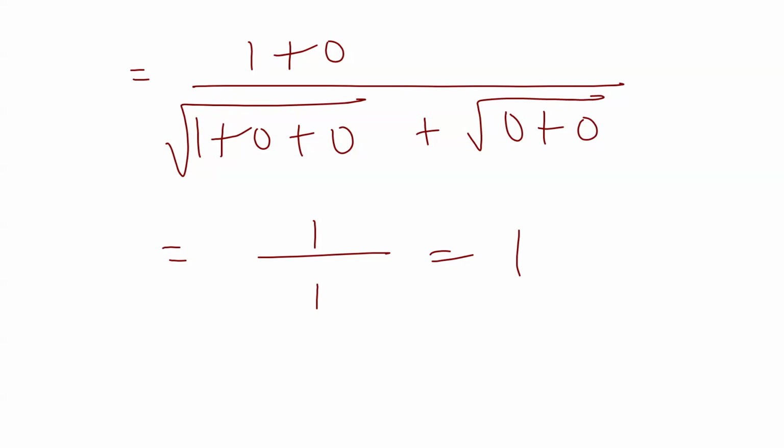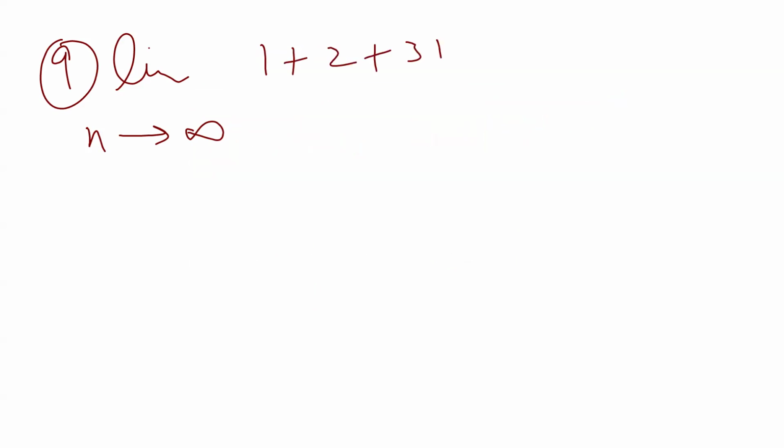Last problem. Question number 9. Limit n approaching infinity, (1 plus 2 plus 3 plus dot dot dot up to n) upon n square. Now I'll give you some formula list.